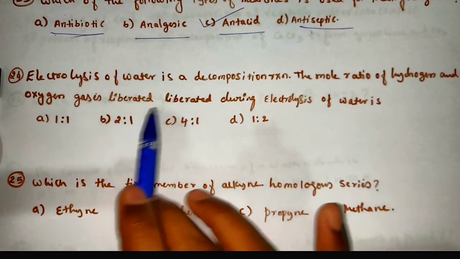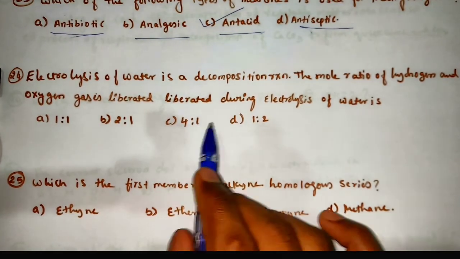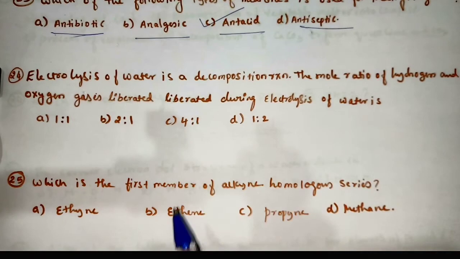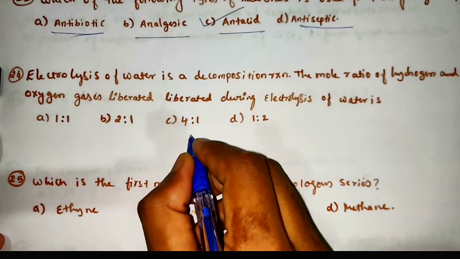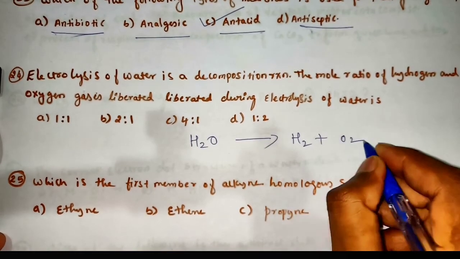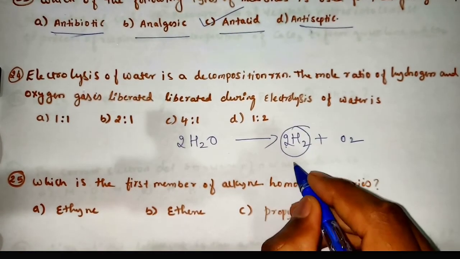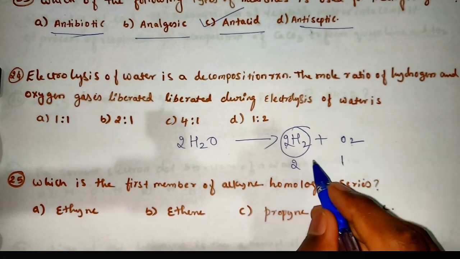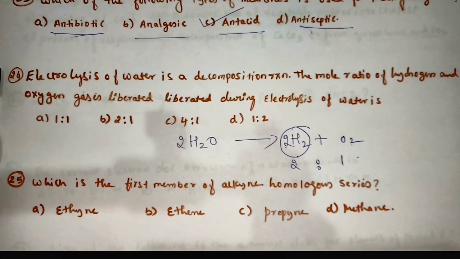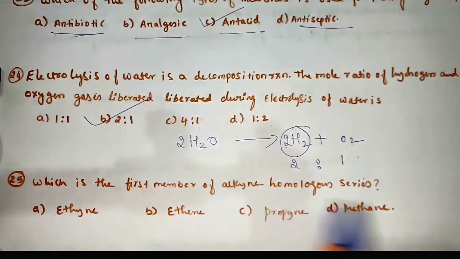Next one: electrolysis of water is a decomposition reaction. What is the mole ratio of hydrogen and oxygen gas liberated during the electrolysis of water? We need to identify which mole ratio is correct. First we have to write the decomposition of water. H2O on electrolysis produces H2 plus O2. Balancing this, 2H2O gives 2H2 plus O2. So what is the mole here? 2 moles. Here, how much is there? 1 mole. The products are hydrogen and oxygen. What will the ratio be? 2:1. 2 moles of hydrogen, 1 mole of oxygen. Hence we just check it in the options: 1:1, 2:1, 4:1, 1:2. So the answer will be 2:1.